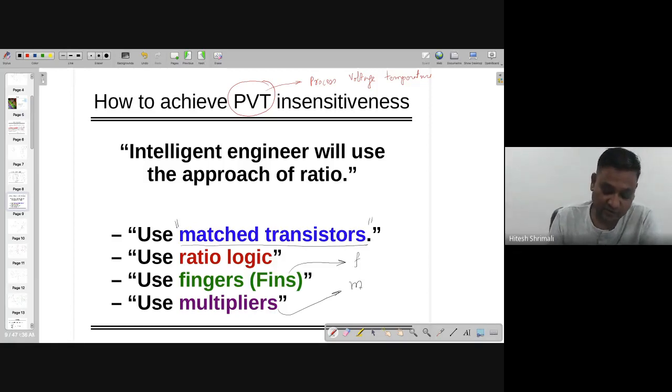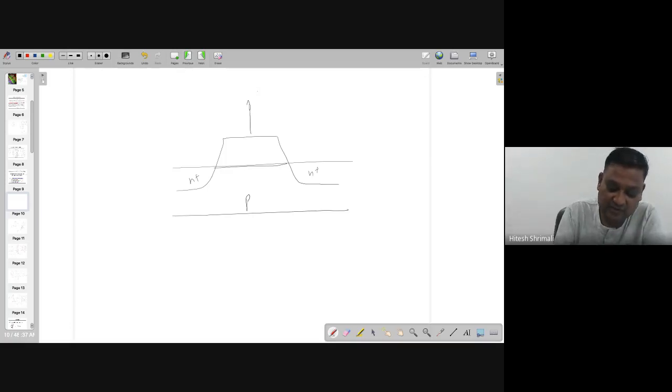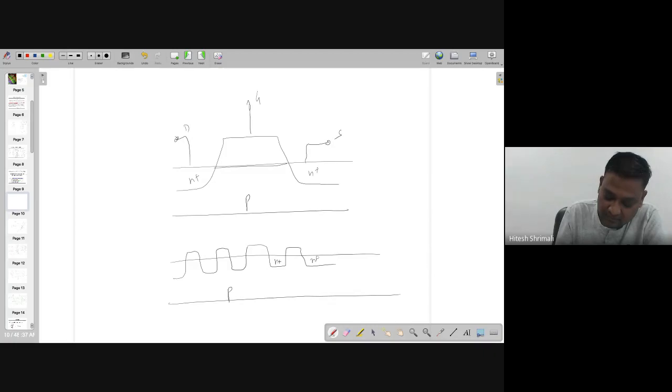Using this, like you must have heard about the FinFET. So instead of having only one gate like this, so I'm drawing the ideal one. That's why this is matching everything, right? So instead of having such a structure, what they are doing is making small fingers like this, and all the gates are actually tied together.